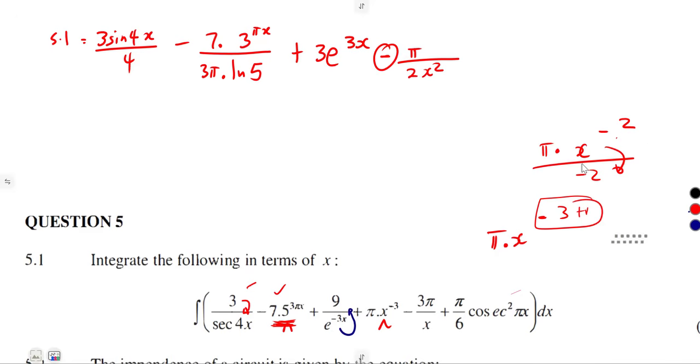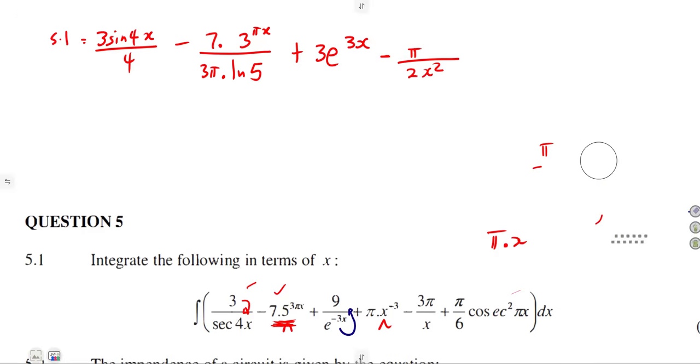Okay, then minus here is this one. Okay, so that's it.